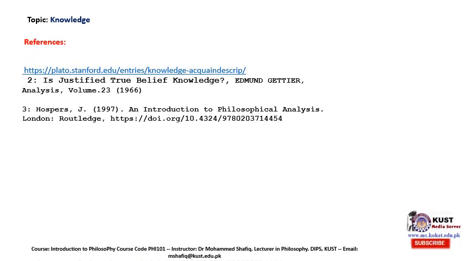These are the references: the Stanford Encyclopedia of Philosophy, and in the previous lecture we discussed Edmund Gettier cases. You must read what knowledge is and what the different epistemic theories about knowledge are. A very good book is John Hospers' An Introduction to Philosophical Analysis.